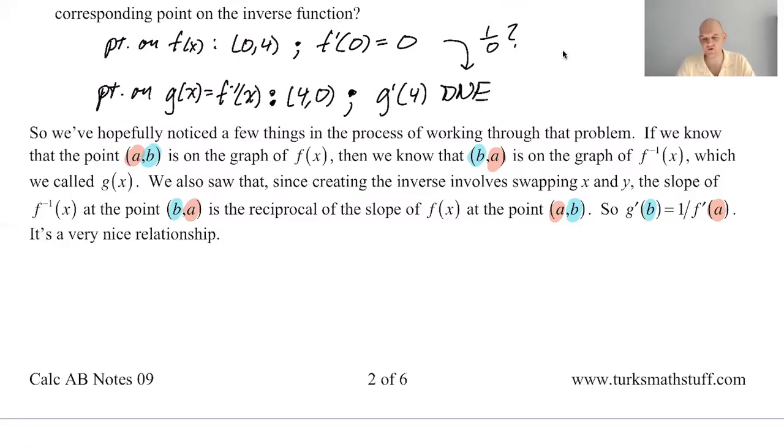So basically the whole thing comes down to this: g prime of b, where b is the y value from f of x, is equal to 1 over f prime of a. That's how I do it all the time.